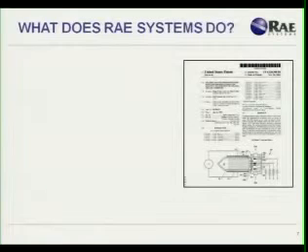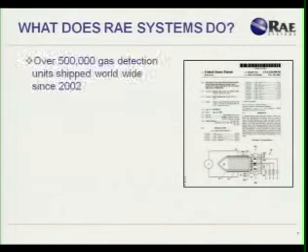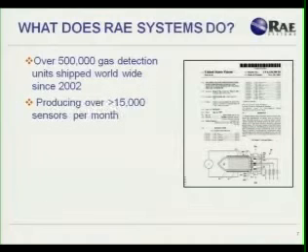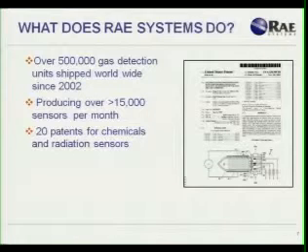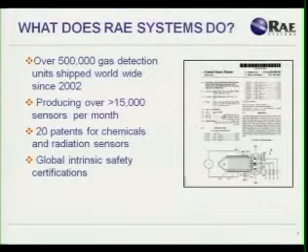Okay, so what does Ray Systems do? Who are we and what do we do? We make gas detection. 500,000 gas detector units have shipped since 2002. We produce our own sensors. Over 15,000 sensors ship every month. We have 20 patents on chemical and radiation sensors, including PIDs, LELs, lots of technology that we're focused on. And then global intrinsic safety certifications.